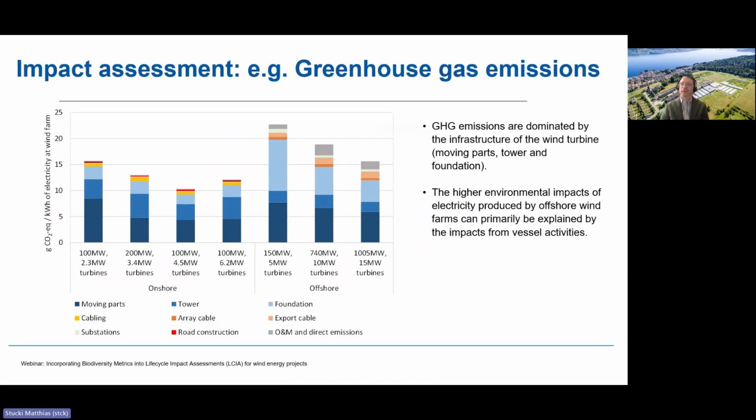When we jump to the LCA results, you can see the life cycle greenhouse gas emissions per kilowatt hour of electricity. They are in the range of between 10 and 25 grams of CO2 equivalent per kilowatt hour. The carbon footprint of these wind turbines is typically dominated by the materials involved in the moving parts, the tower and the foundation.